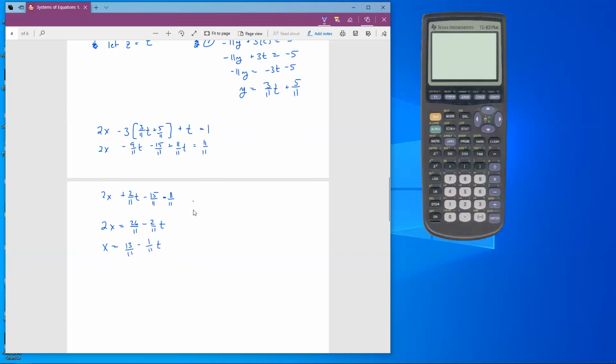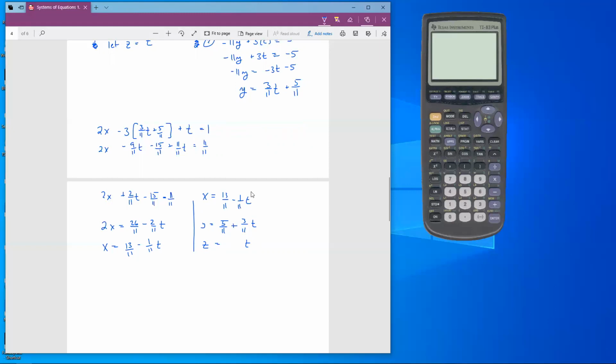So our solution here: x equals 13/11 minus 1/11 t. We have y is equal to 5/11 plus 3/11 t. And we have z is equal to t. And this is a dependent system. All the values are dependent on this t parameter we've chosen.